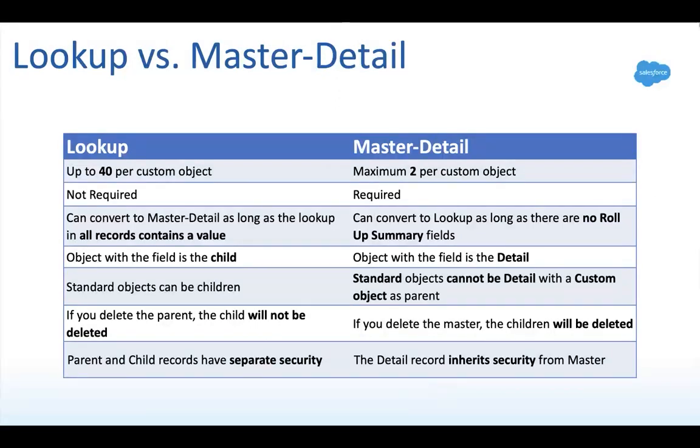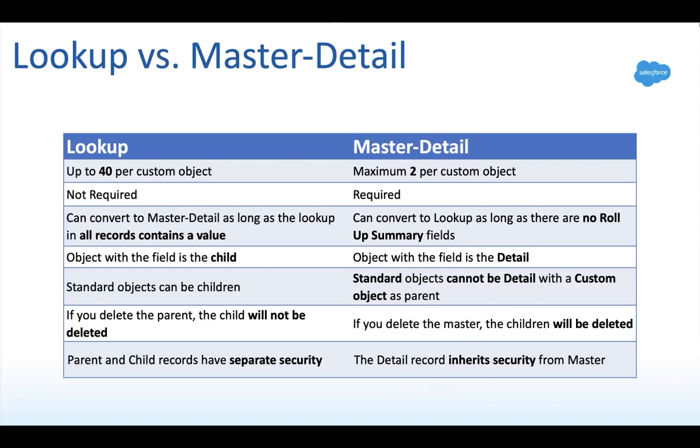Now in the lookup relationship, the child record is actually considered a child, but in the master detail, it's actually considered detail. So child and detail are very similar. If it's a lookup, it's known as a child. If it's in the master detail, it's known as a detail.